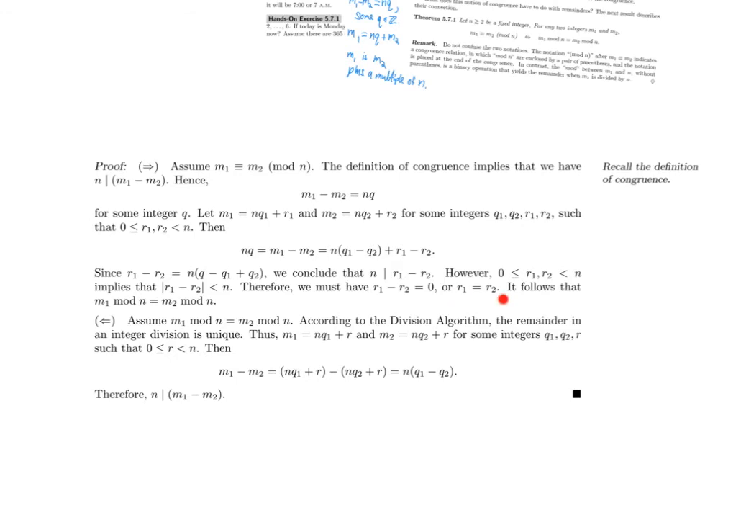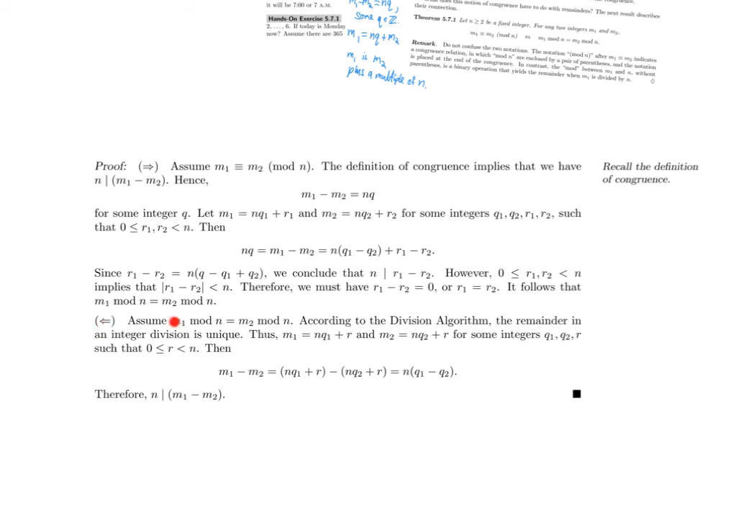But what were these things? R1 is exactly what you get if you do M1 mod n, by definition of the meaning of mod. And similarly, R2 is the remainder we get when we divide M2 by n. So by definition, R2 is M2 mod n, which means we have proved equal the two things that we want to prove equal. That's one direction of this biconditional statement.